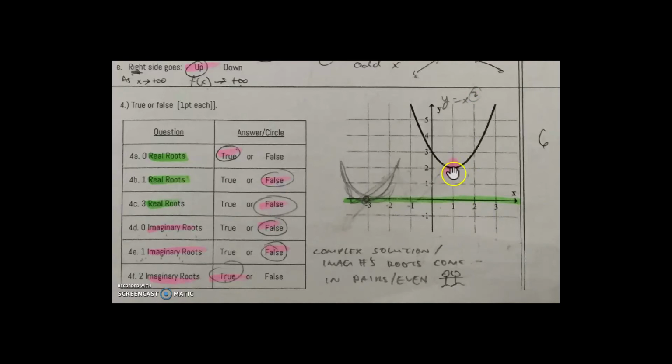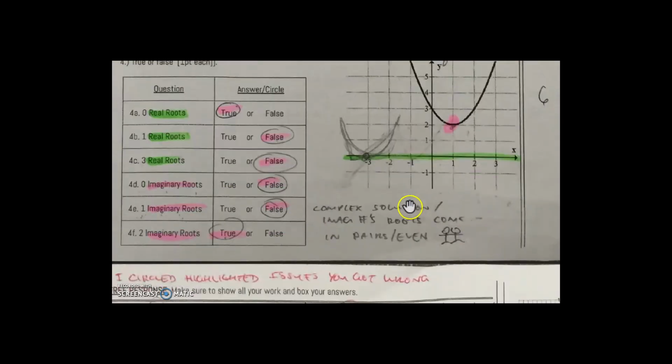That's 2, or if it was like this graph, this would be 0 imaginary roots. So you're going from 0 to 2. Notice how there's no other scenario, so it's either 0 or 2 imaginary roots. So 1 point apiece, and then the backside was worth 18. We go on to the backside.